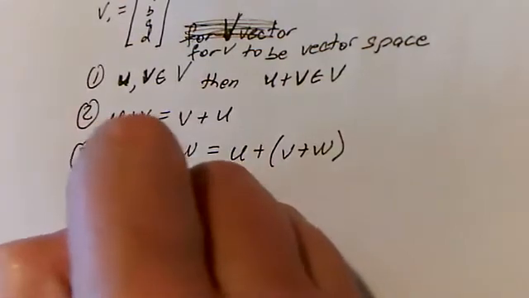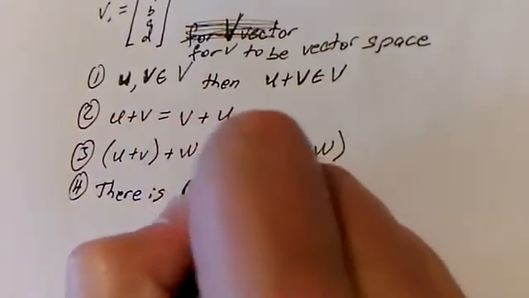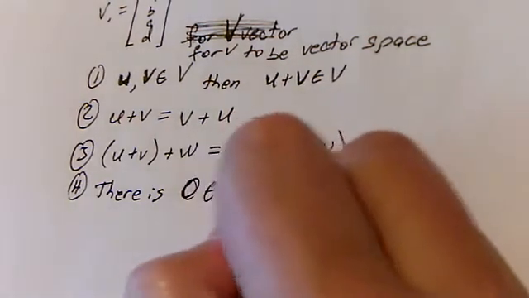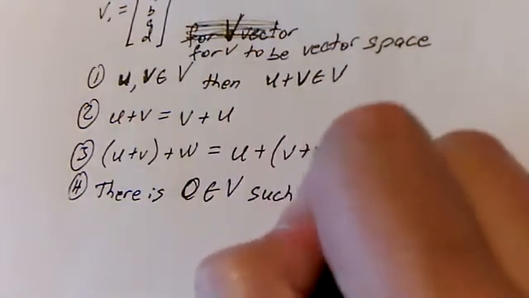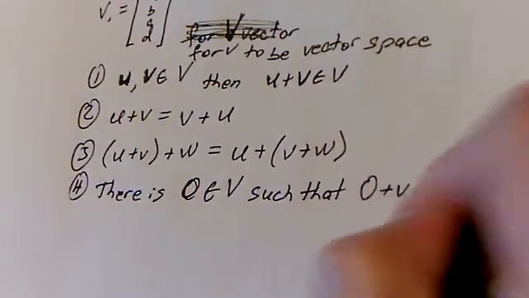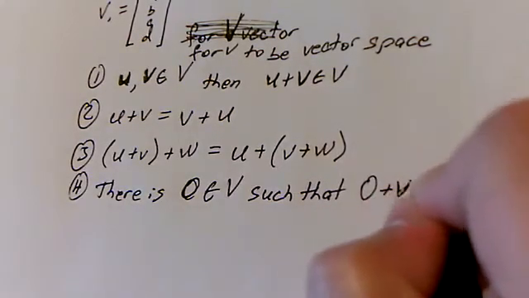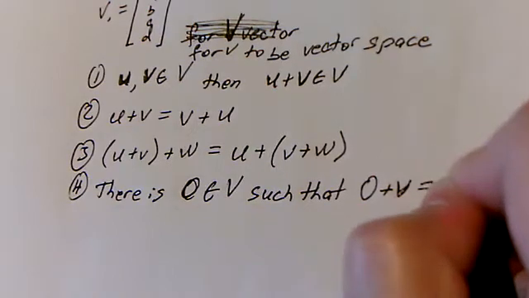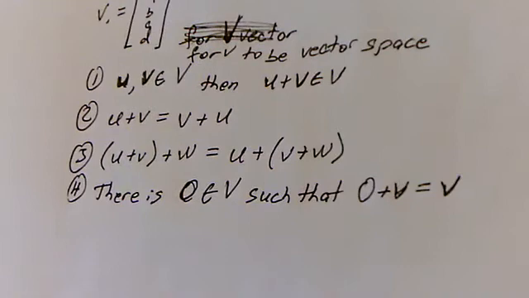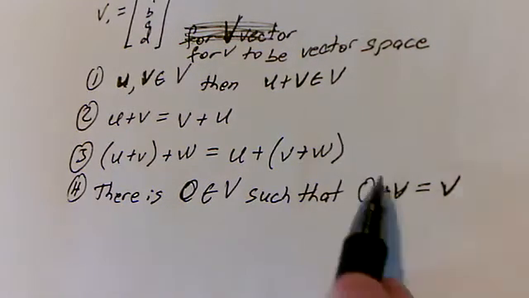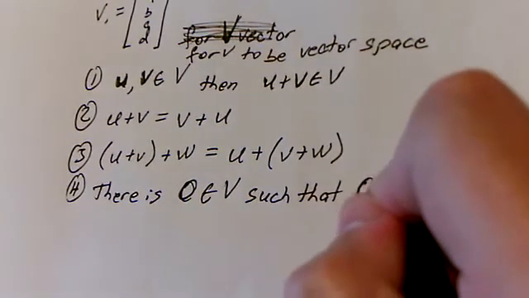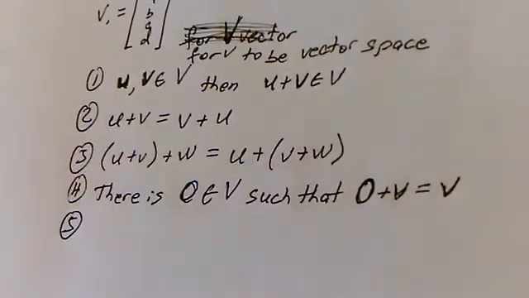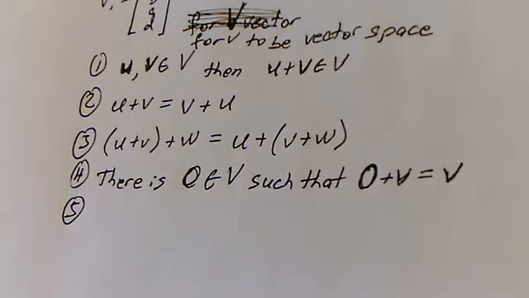Condition 4: there is a 0 that's in my space V, such that 0 plus v, little v, is equal to v. So a 0 vector, that when you add the 0 vector to v, you just keep the same number. That makes sense. That's a normal operation for us. If we add 0, we should still get the same vector.